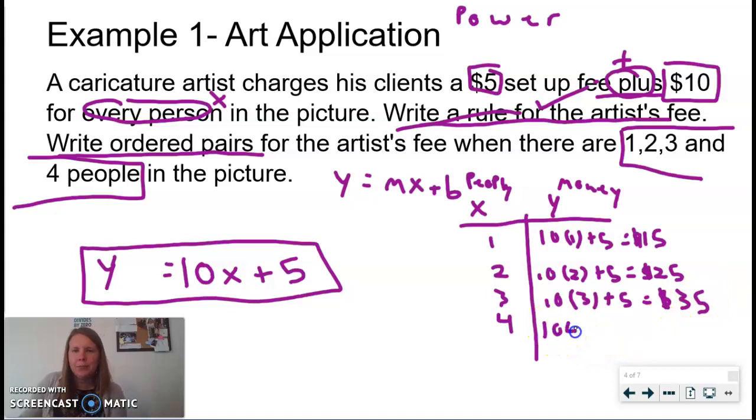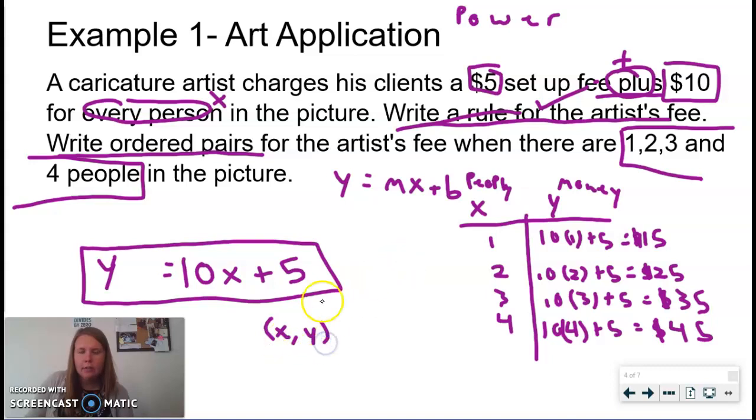Let's see. Oops, forgot my parentheses. Yes, that will also be 45. Okay, so that's what is generating that. Now the biggest part then is coming up with those ordered pairs. So remember your ordered pairs are written as (x, y). So in this case, for 1 person, it would be $15.